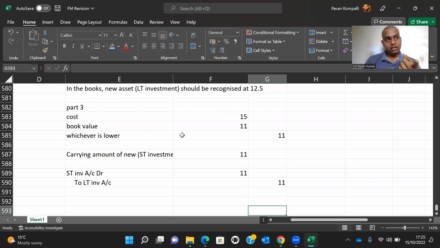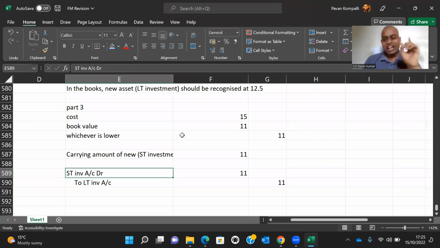Are you getting my point? In your books already it is at 11. That is what we call book value, no? So do you recognize long term? Recognize short. I'll tell you one thing, okay?